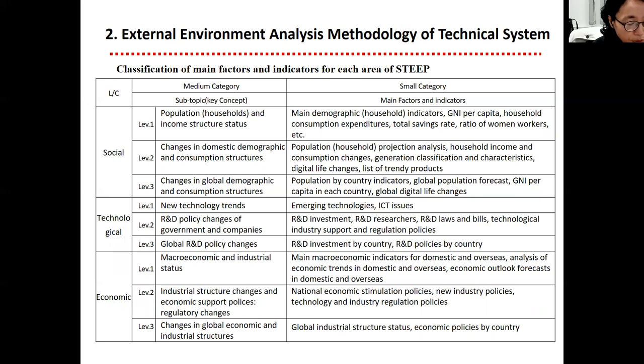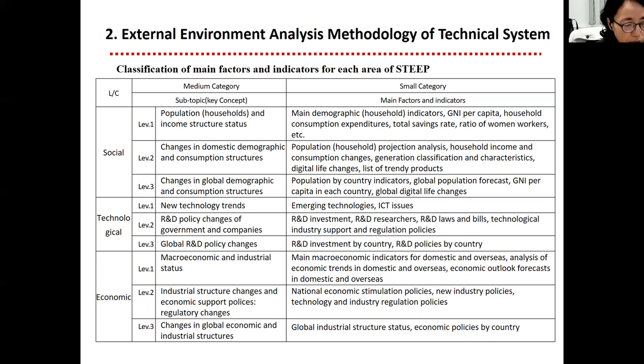The key concept of the analysis of the social area was identified as changes in demographic and consumption structure. The factors and indicators of the social area, such as main demographic and household indicators, GNI per capita, household consumption expenditure, total savings rate, and ratio of women workers, were classified into level one, analyzed as population, household, and income structure status.